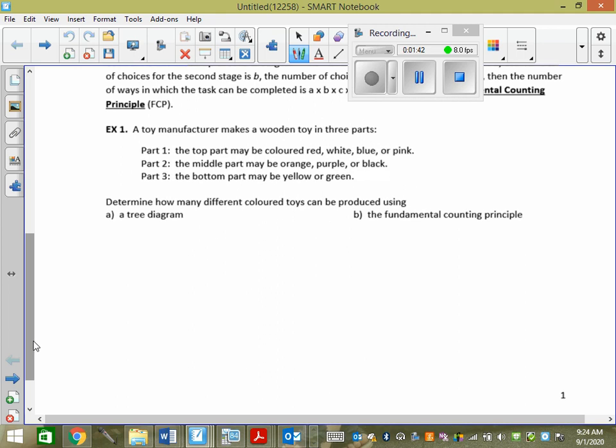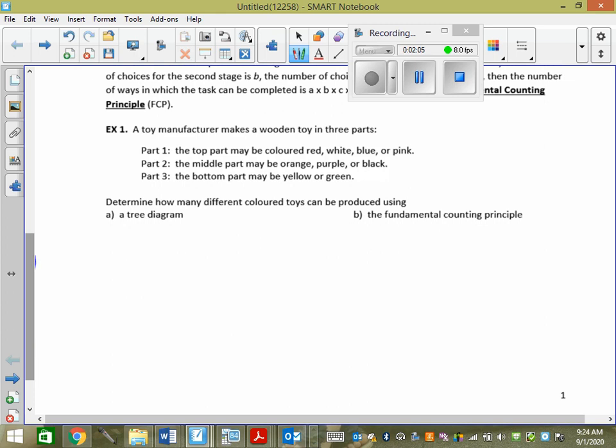We are going to do a tree diagram first, representing the top part, which is colored red, white, blue, or pink, the middle part, which is orange, purple, or black, and the bottom part, which is yellow or green. The reason we're doing a tree diagram is so that you trust me when I say the fundamental counting principle actually works, because the tree diagram shows us all the different outcomes of the toy.